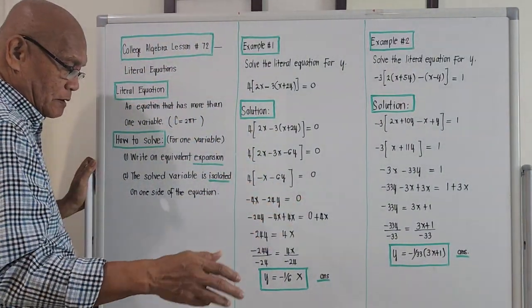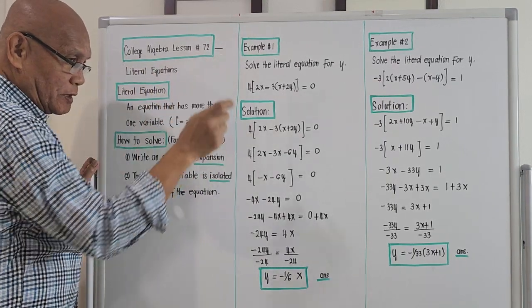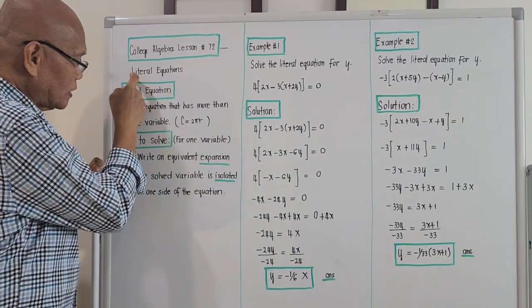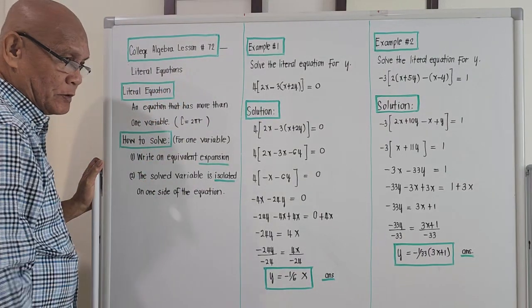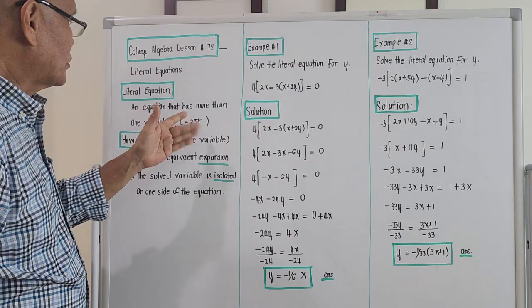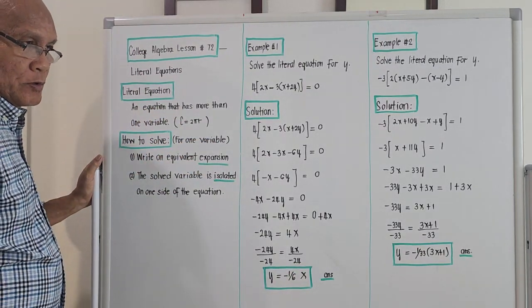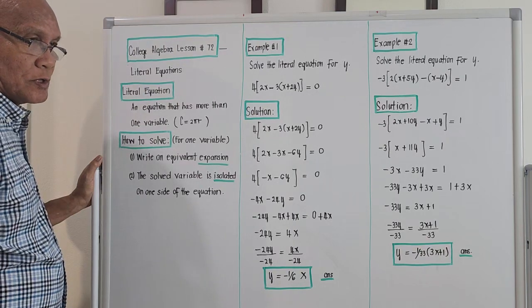Long video format discussion. This is college algebra, lesson number 72. The title of the topic is literal equations. What is a literal equation? An equation that has more than one variable.